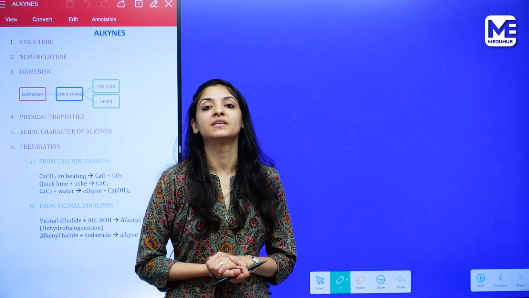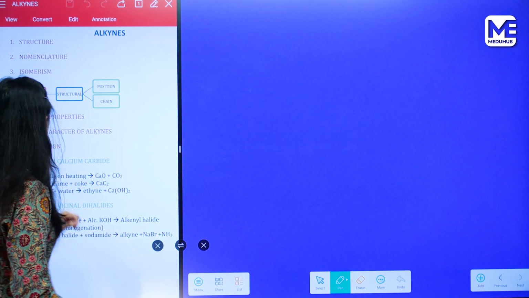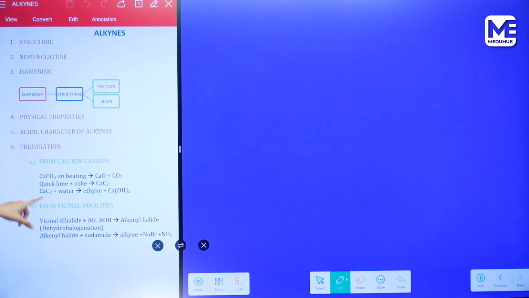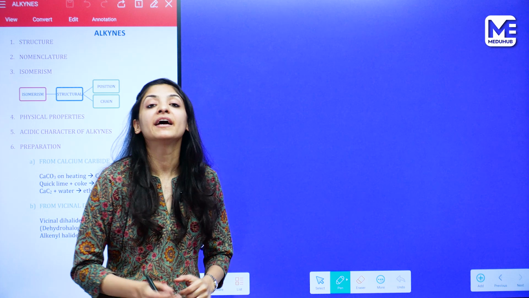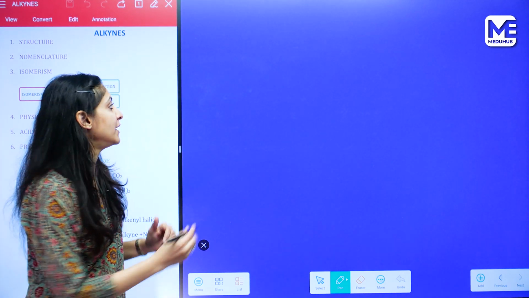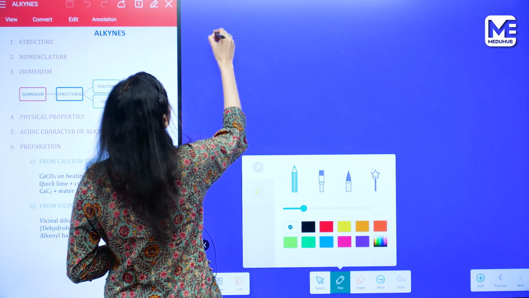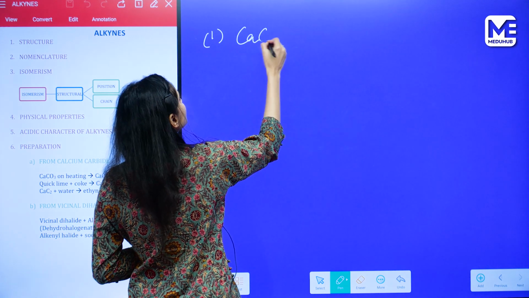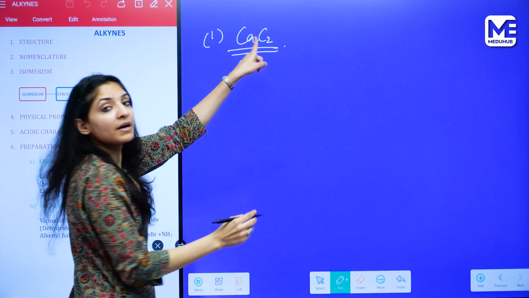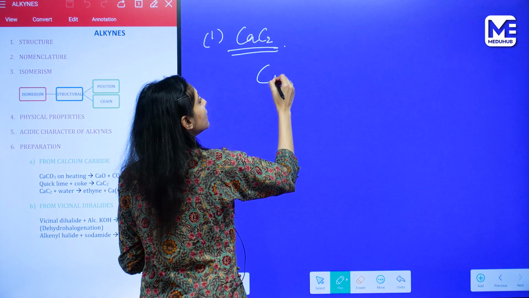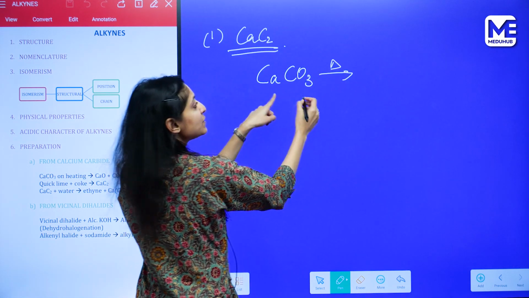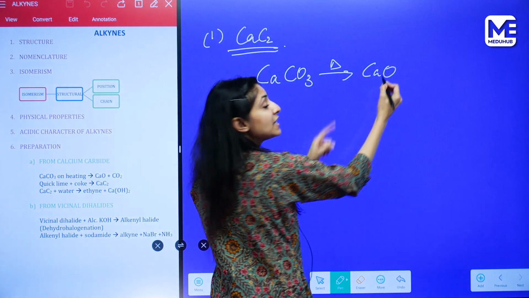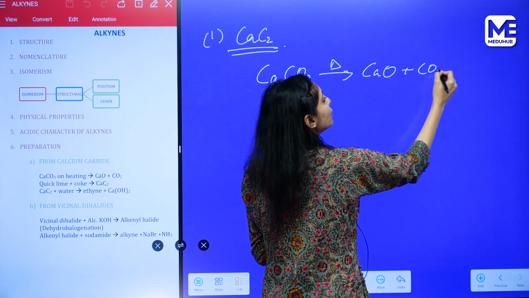Next important topic is the preparation. There are two methods by which alkynes can be prepared. The first method is from calcium carbide. Ethyne is the most important of alkynes, and it can be prepared from calcium carbide. Calcium carbide is produced by, first, heating limestone. On heating limestone, we get quicklime, CaO, and CO2.